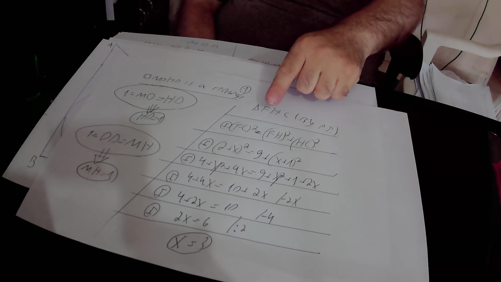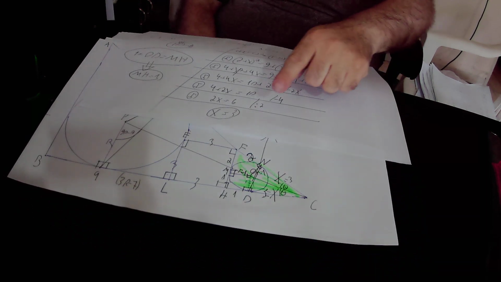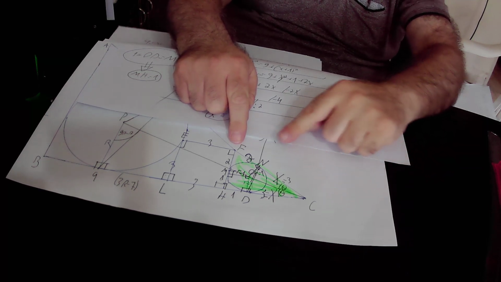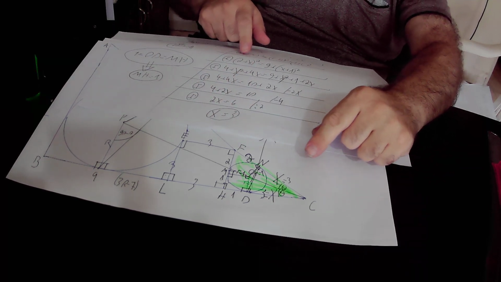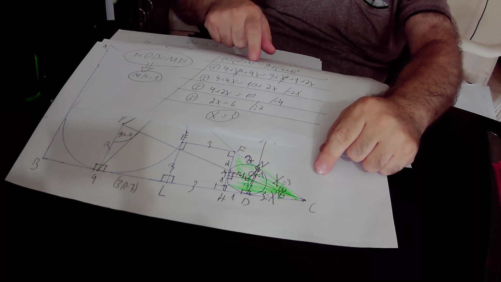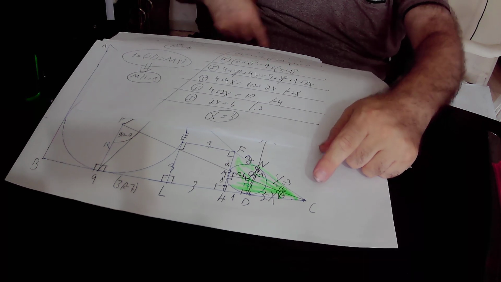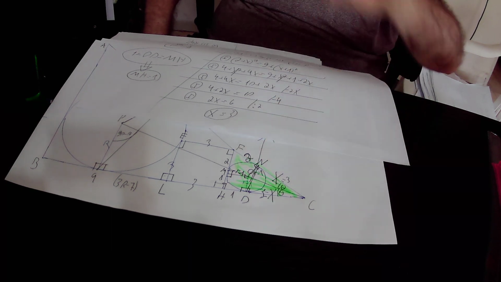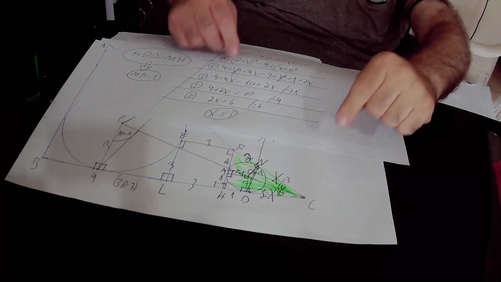Here, what is the value of FC? The value of the hypotenuse FC equals 2 plus x. Therefore, FC squared is (2 plus x) squared, and it is equal to FH squared. FH equals 3, therefore FH squared is 3 squared, that is 9. What is the value of HC squared?